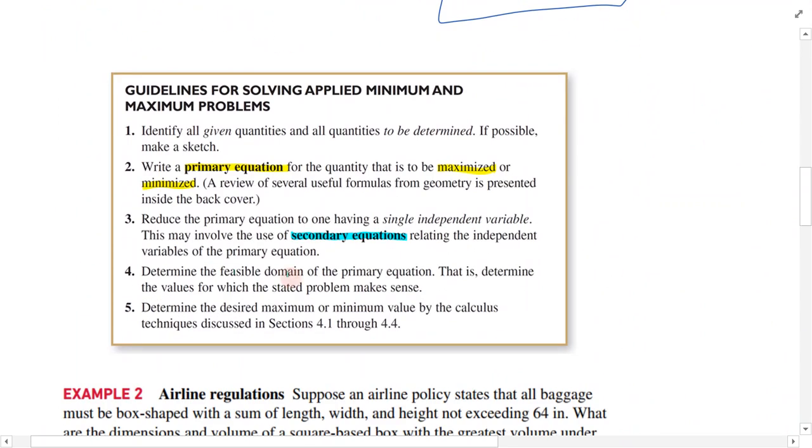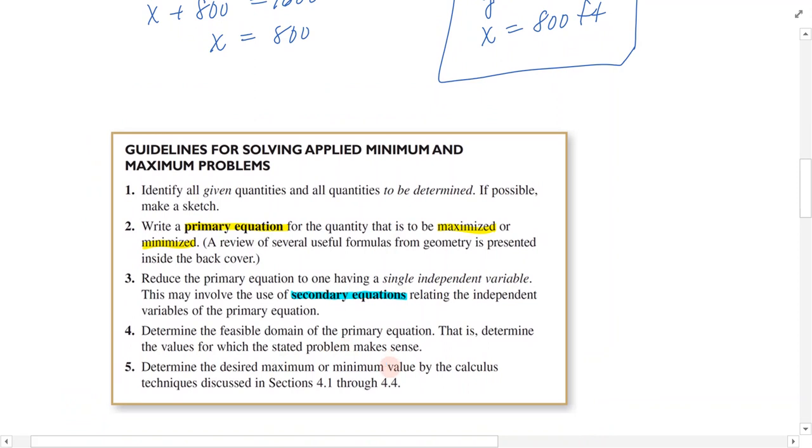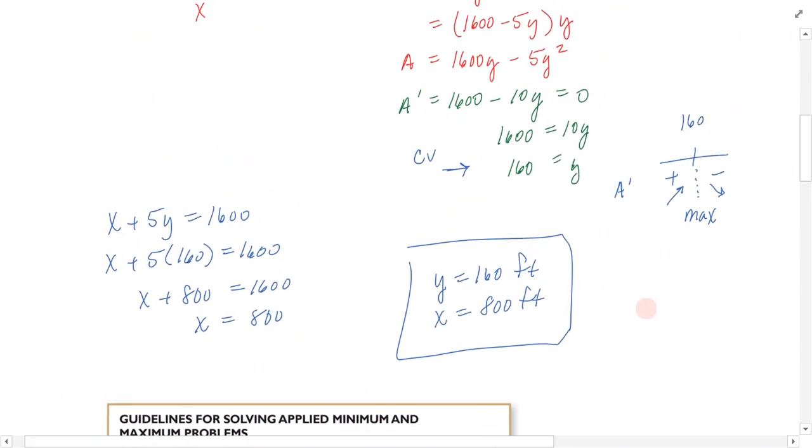It may be necessary for us to determine what the domain of our primary function or primary equation is, just to make sure that we stay within that domain. And then finally, we would have to determine whether or not we found the max or the min. In other words, you're basically coming back here and verifying, which is what we did here. We verified that our critical value of 160 was indeed a max.